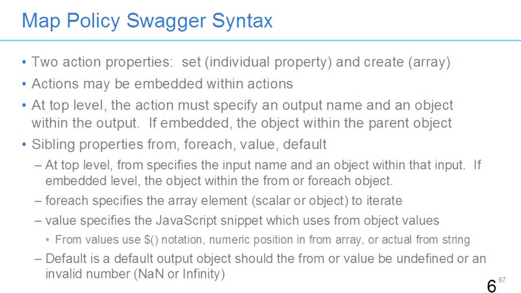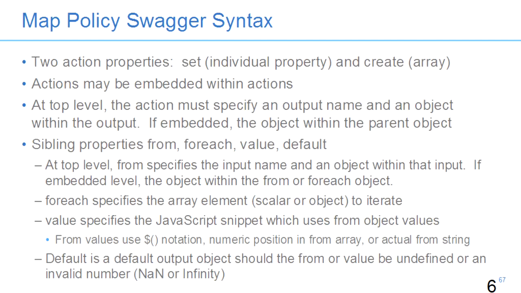The actual Swagger syntax itself has two action properties: a set and a create. The set is used to set an individual property. The create will be used to create an array. Actions may be embedded within actions. So you could have a set that, within the set, does additional set actions. You could have a set that does a create, a create that does another create, or a create that does a set. So you can create quite complex output data structures based on how you specify your Swagger and the way these are embedded.